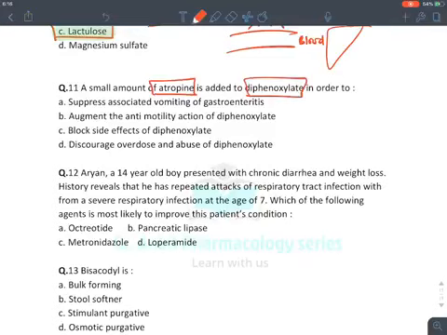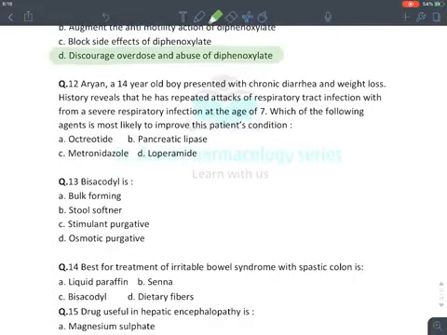A small amount of atropine is added to diphenoxylate to prevent its abuse. So the answer is discourage overuse and abuse of diphenoxylate.